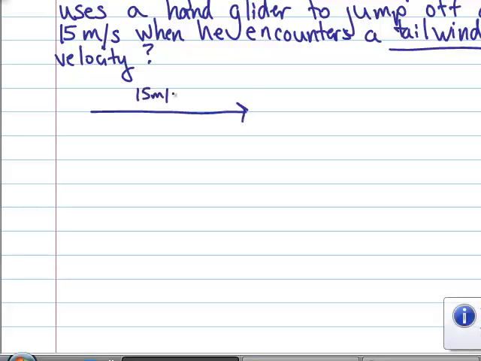Now this particular problem did not say north, south, east, west, and I did that on purpose because there's yet another way, and we've talked about it already, to describe direction in physics, and that's with positives and negatives. So in this particular case, we're just going to use positives and negatives. Since there's not a negative sign in front of the 15 meters per second, then that's a positive value. He's going in the positive direction.